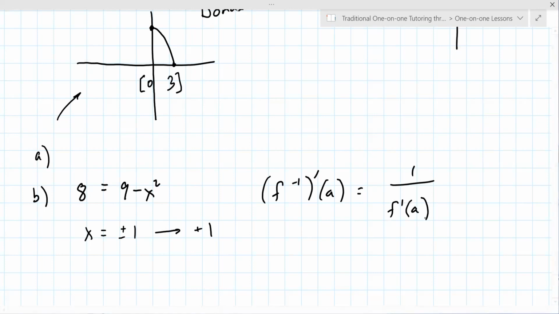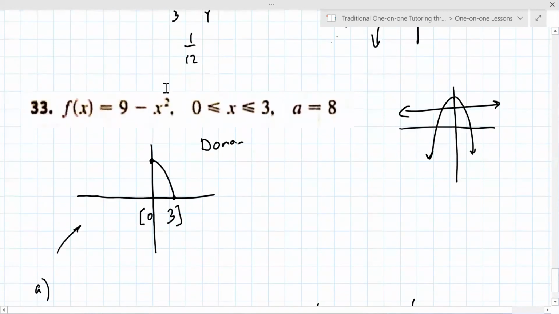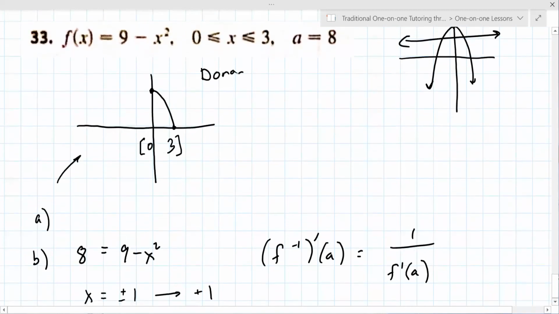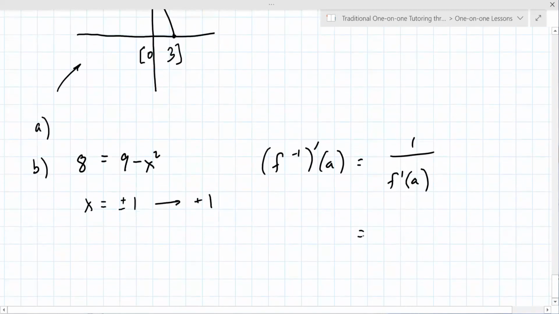Okay, and so we need to take the derivative of the original. What is the derivative of 9 minus x squared? 2x or negative 2x. Negative 2x. So this becomes 1/negative 2x, but then our A is 8.